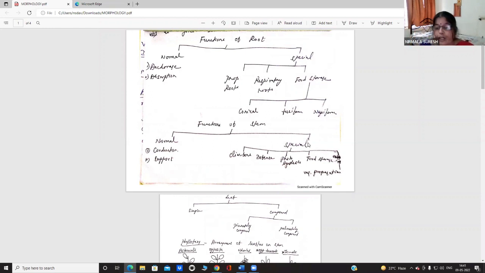There are some underground stems which become food storing structures. Example, you can always show ginger. Yes, ginger is a rhizome. We can show rhizome. And when we show rhizome, we can always show these minute roots.